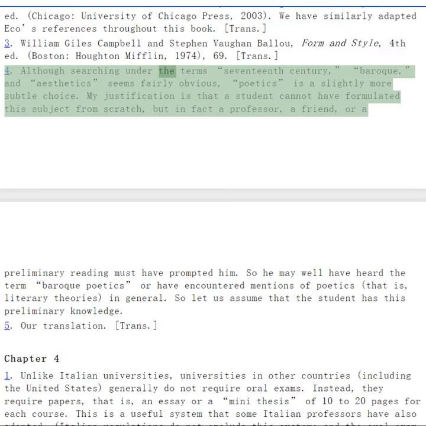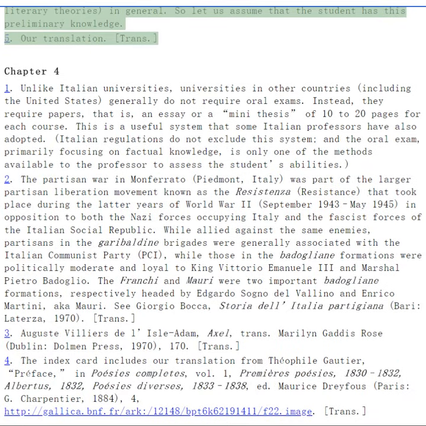4. Although searching under the terms 17th century, Baroque, and aesthetics seems fairly obvious, poetics is a slightly more subtle choice. My justification is that a student cannot have formulated this subject from scratch, but in fact a professor, a friend, or a preliminary reading must have prompted him. So he may well have heard the term Baroque poetics or have encountered mentions of poetics in general. So let us assume that the student has this preliminary knowledge. 5. Our translation.